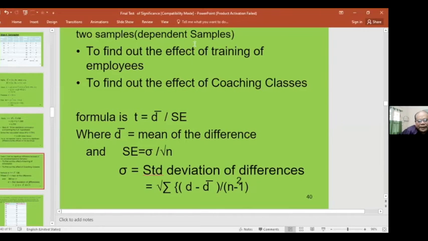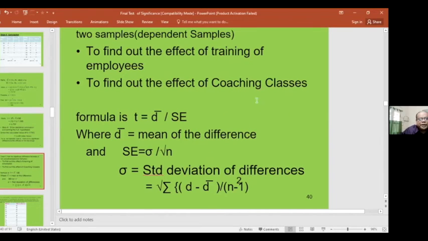In that case, what does dependent sample mean? Before the training program, they are evaluated. After the training program, they are evaluated again to see whether the performance has increased or not. In every organization, employees are sent for training. Before the training, what is their knowledge or performance, and after the training, it is measured to check whether the training was effective. The same applies to the effect of coaching classes, whether the coaching class was useful or not.